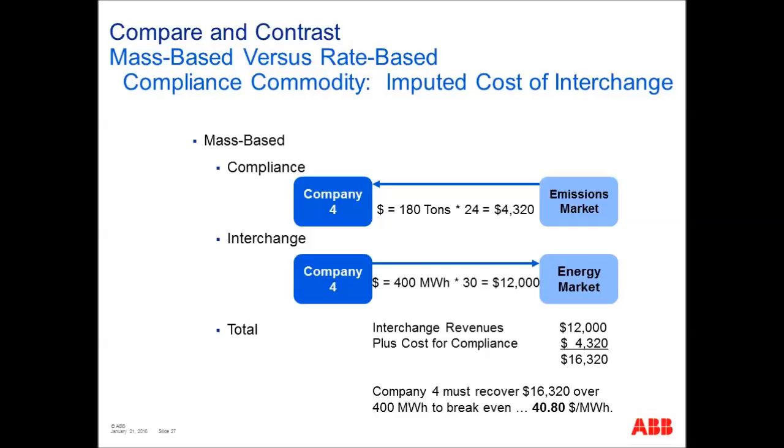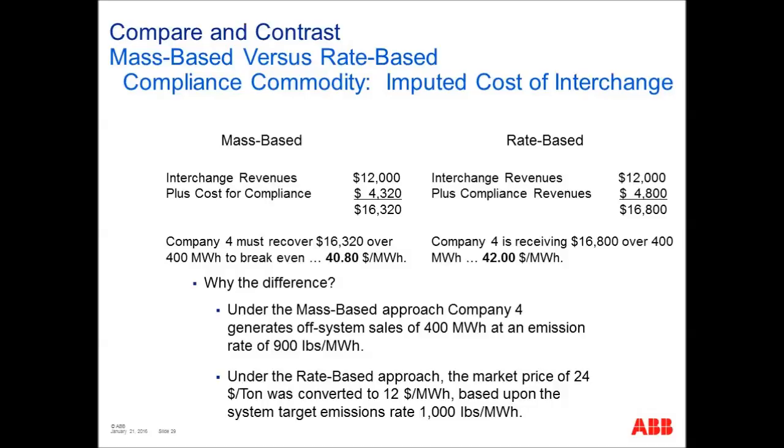On the rate-based side, remember we're using a system average of 1,000, so we're now selling 400 megawatt hours of compliance energy at $12 per megawatt hour for revenue of $4,800. In addition, we're selling to the market at our marginal price for a revenue of $12,000. And so interchange revenues plus our compliance revenues is equal to $16,800, and if we spread that over 400 megawatts, we come out to $42 per megawatt hour.